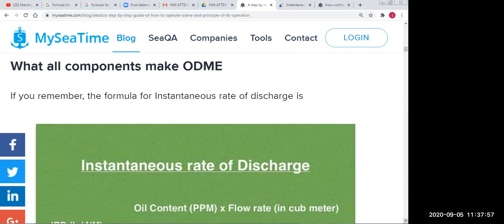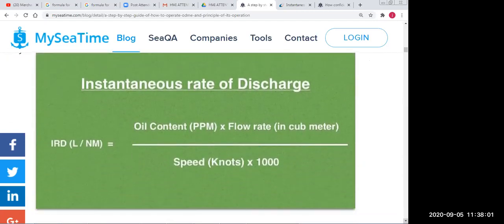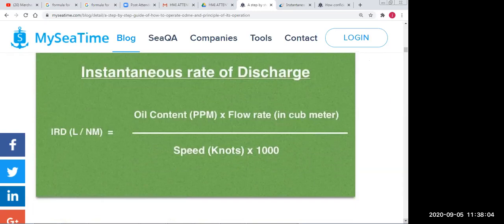So the components of ODME, we should know how we calculate the instantaneous rate of discharge. Instantaneous rate of discharge is calculated by oil content, that is the ppm, into the flow rate in cubic meters per hour, upon speed of the ship, into 1000. That is your instantaneous rate of discharge in liters per nautical mile. So how does it become liters per nautical mile? Because we are dividing the ppm by 1000, so it will come into liters, and nautical miles is here. Flow rate, speed is getting cancelled here.